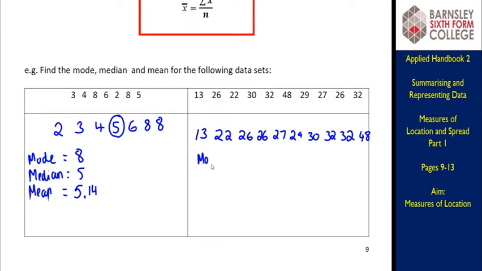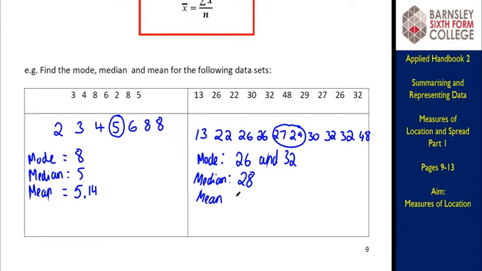And then our next example, this data is what we call bimodal, because there are 2 modes. There's 26 and there's 32. The median, well, you've got 27 and 29 in the middle. So the median is just 28 here, because that's halfway between the 2. And for the mean, we add up all the numbers and you get 285. Divide that by 10, you get 28.5.